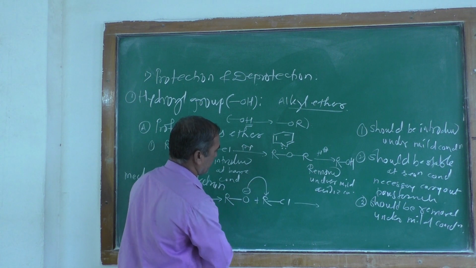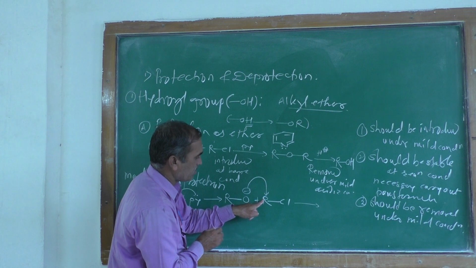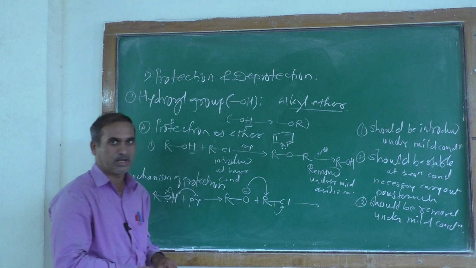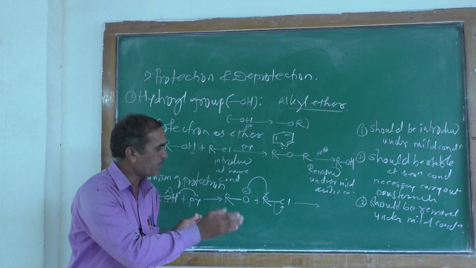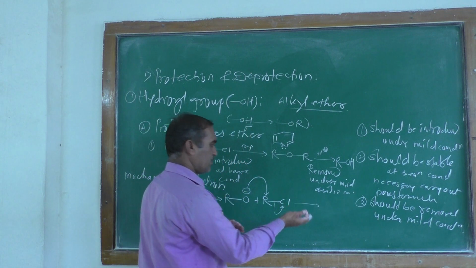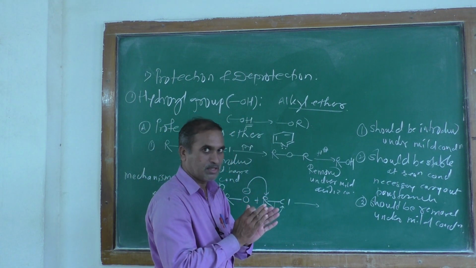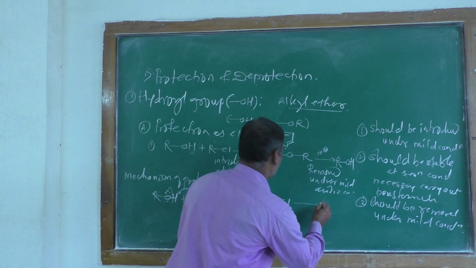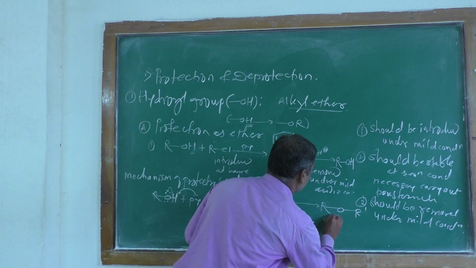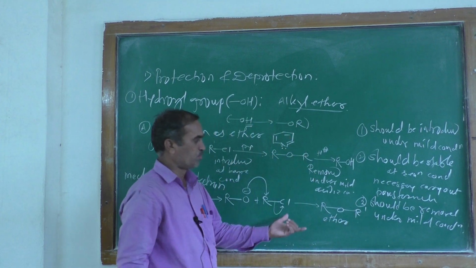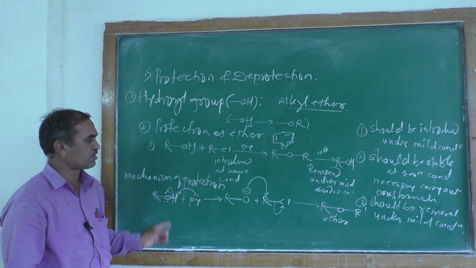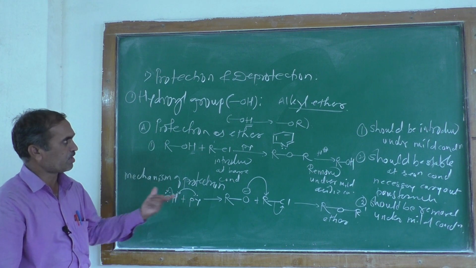Substitution reaction takes place here. This negative charge attacks that oxygen atom, and this chlorine atom is a leaving group and departs, with the evolution of HCl. We are going to get the product ROR', which is an ether. That alcoholic group gets protected here. So this is the simplest mechanism of this protection.